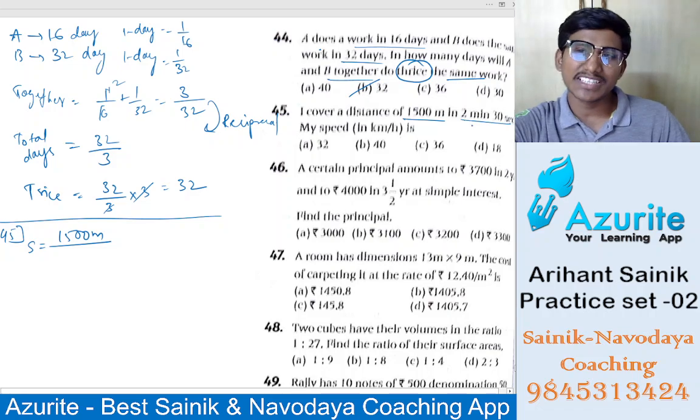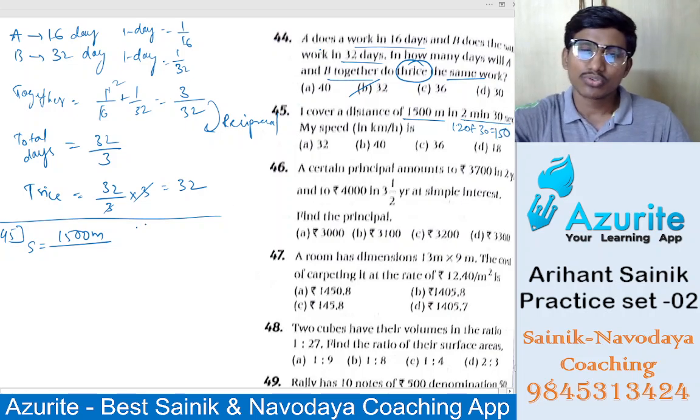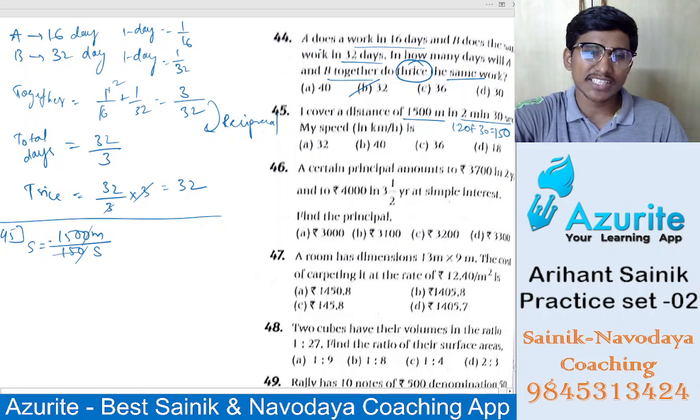2.5 minutes means how many seconds? 60 into 2.5, that is 120 plus 30, that is 150 seconds. So this is meter and this is 150 seconds. 10 cancel, 15 tens are 150. So speed is 10 meter per second.